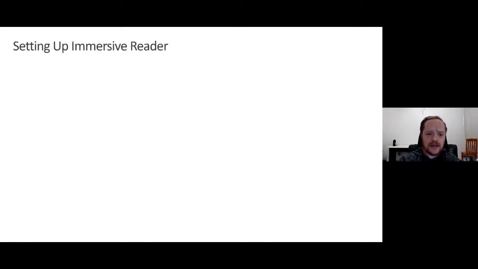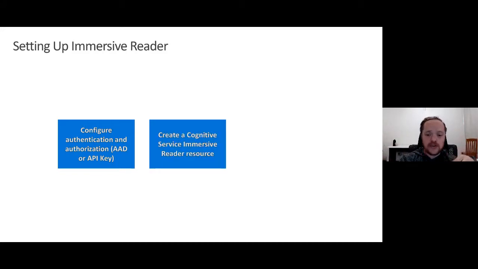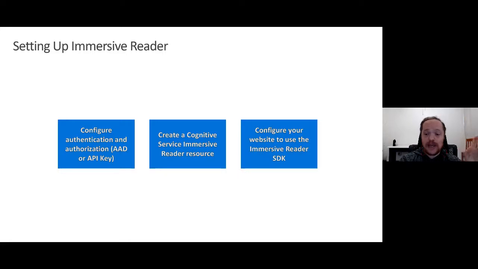So setting up the Immersive Reader, the first thing you want to do is configure authentication and authorization. You want to create an AAD or API key for your authentication. What we're going to do is create an OAuth tokenized mechanism. It's pretty simple when you see how it works, though. Basically, you create a user. The user has a service principal. You say, "Get me a token." You authenticate against the service, which already understands that the user has access, and then you can actually use the service. That will connect to a cognitive services Immersive Reader resource, and then finally configure your website to use the Immersive Reader SDK and request a token.